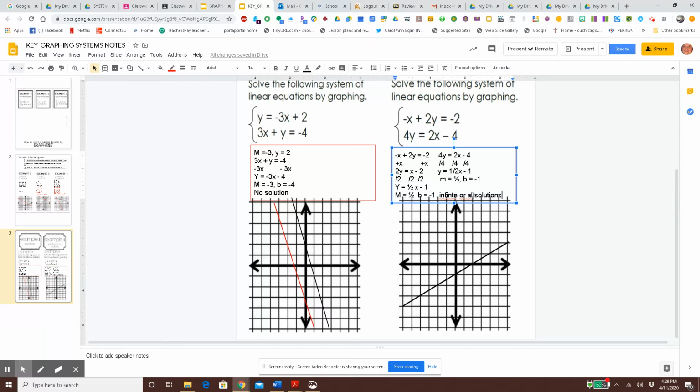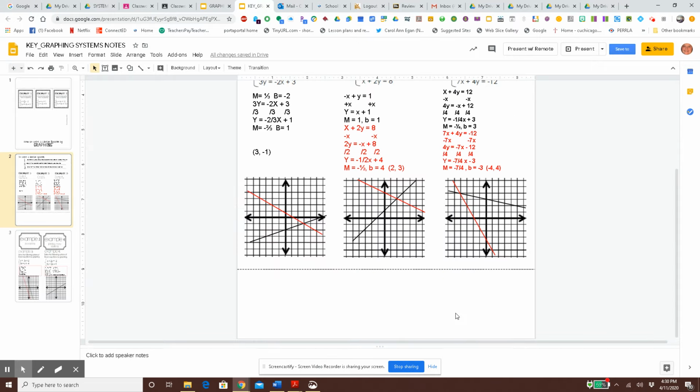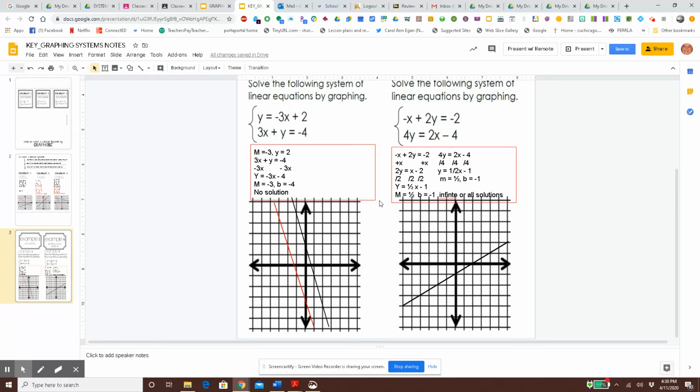Over here, infinite or all solutions tells me it doesn't matter. Whatever point I want to put in along here, I can put it into both equations and they'll both be true. So here we have many, many solutions. Here we have no solutions. And on the previous page, we had one solution, which is the most common, obviously, when you're doing systems of equations.